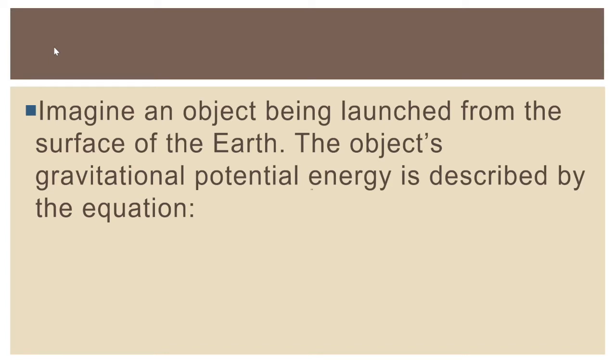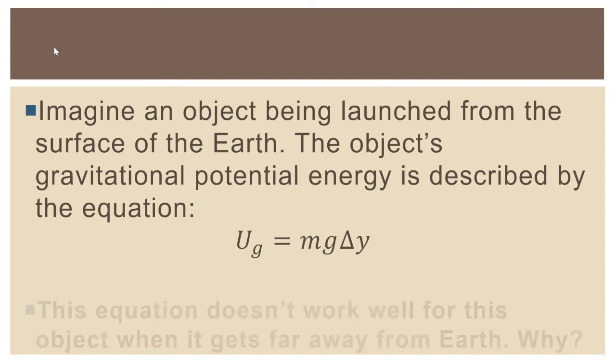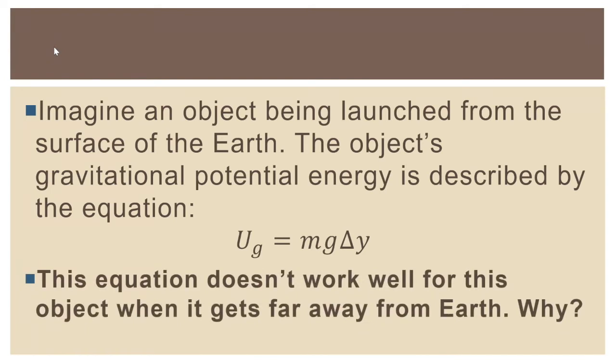The object's gravitational potential energy is described by this equation, U_G equals mg delta y, of course being our fairly simple and straightforward equation for the gravitational potential energy of an object. The question we want to ask here is, why doesn't this equation work well for this object when it gets far away from the Earth?